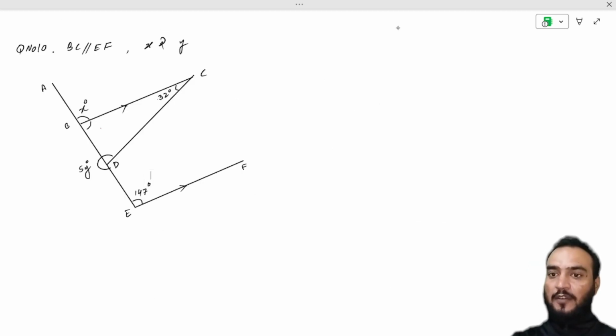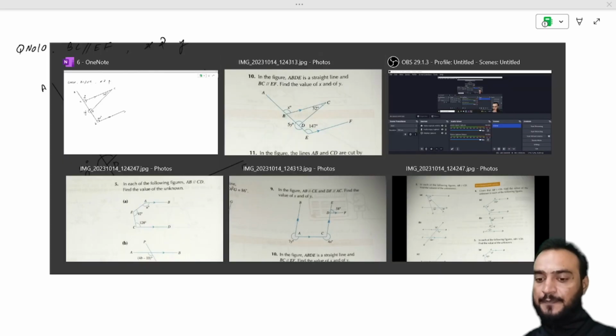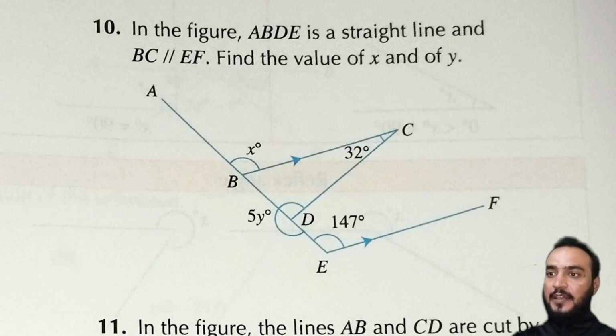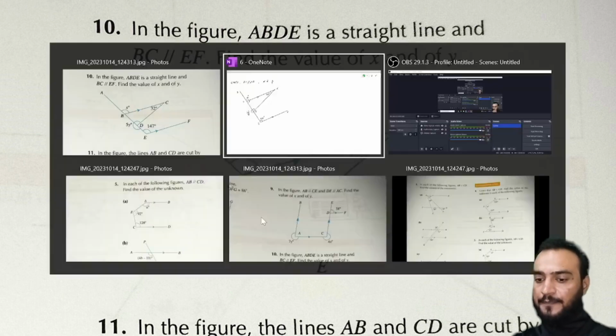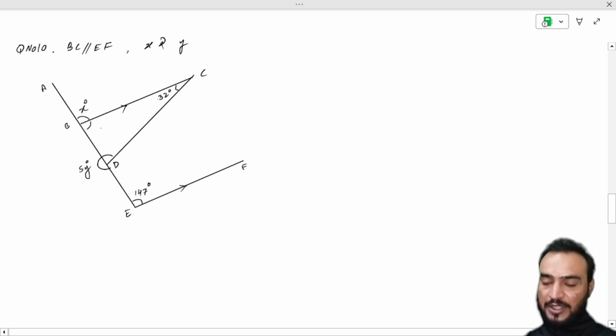So now we will solve question number 10 of this exercise. Question number 10 is this: in the figure, ABDE is a straight line and BC is parallel to EF. Find the values of x and y. So ABDE is a straight line where EF and BC are parallel to each other. We have to find the value of x and the value of y. So let us find. This is the question.